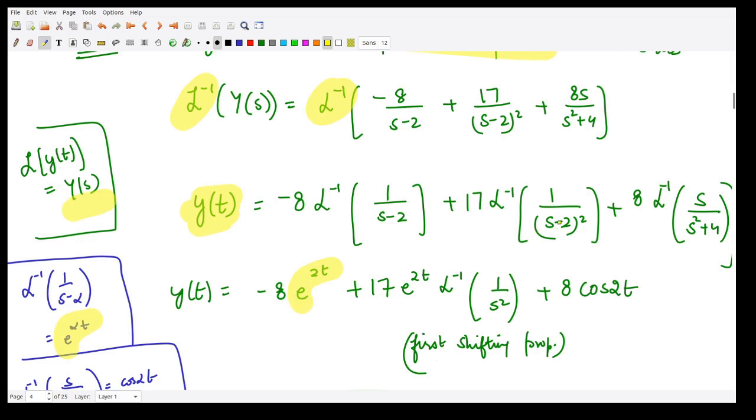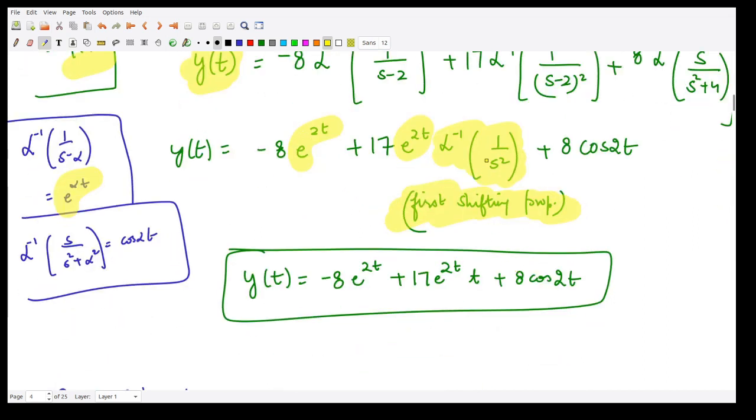And here we will apply the first shifting property. According to the first shifting property, what is the Laplace inverse of 1 upon s minus 2 whole square? It comes out to be e to the power 2t multiplied by the Laplace inverse of 1 by s square. And what is the Laplace inverse of 1 by s square? That is simply equal to t.